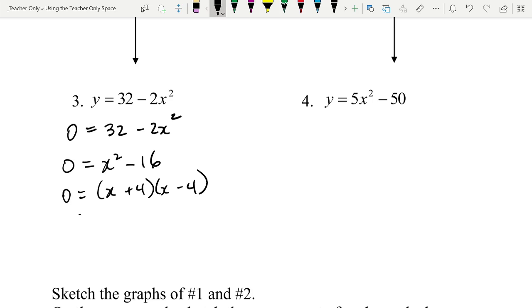So x is equal to plus or minus 4. And then what about number 4? Okay, well, let's see. Set that to 0. Divide both sides of the equation by 5. Okay, now you can do this as a difference of squares if you want to.